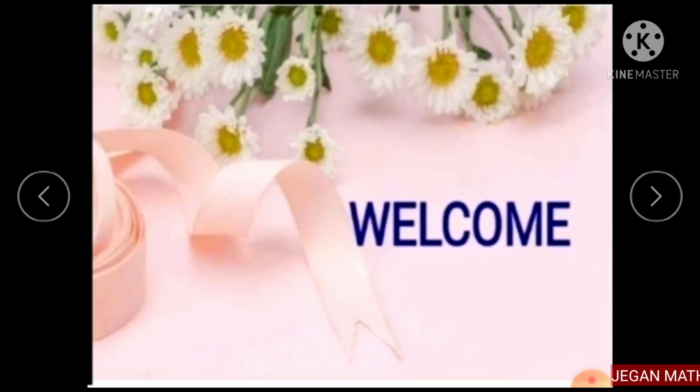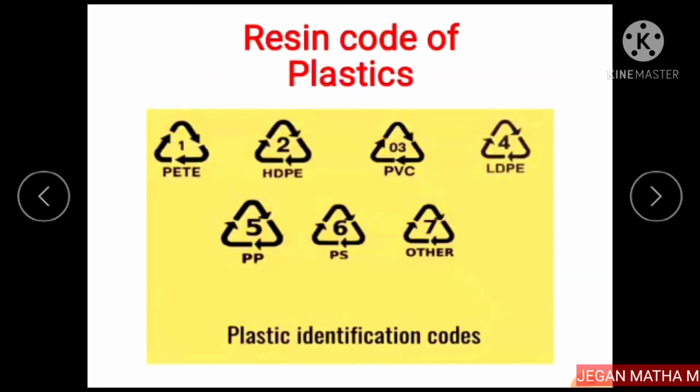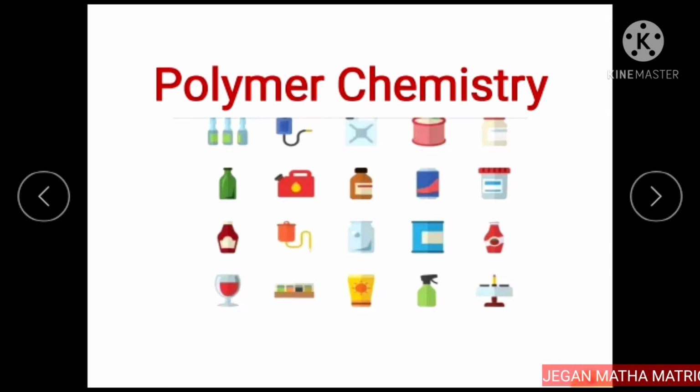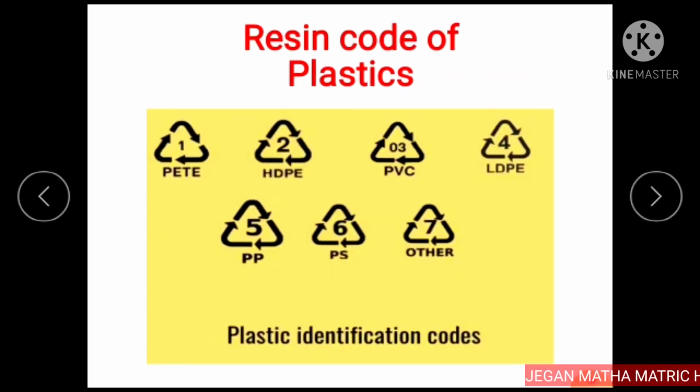Welcome to science class. In this video I am going to explain about resin code of plastic in the chapter polymer chemistry. Plastics are very useful in our daily life but sometimes contain dangerous chemicals. We can tell these plastics apart by searching for a resin code.